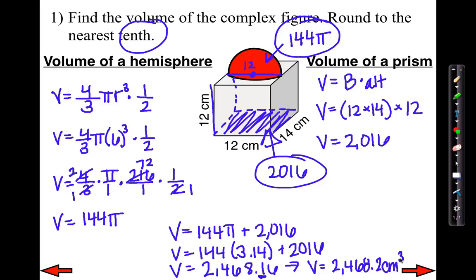So all that we're really doing is breaking up the complex figures into shapes that we know we can find the actual volume of, and then we add them together to find the total volume. Since we had to approximate pi as 3.14, it is technically an approximation and not an exact answer. Okay, so now let's move on to the next one.